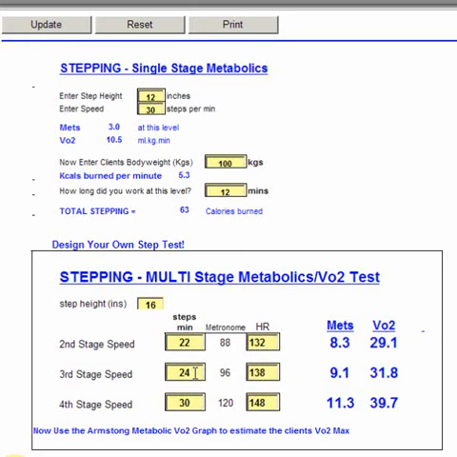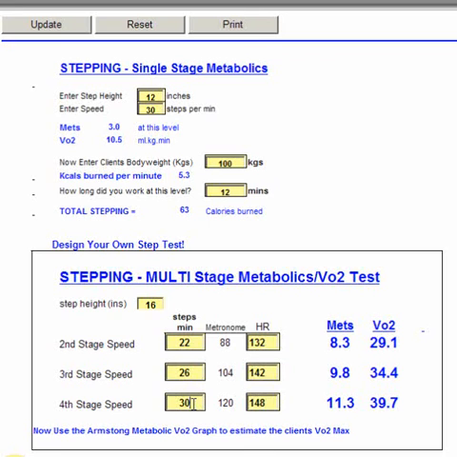Now what we did then was we increased the speed from 22 steps per minute to 26 steps per minute, and you can see that that then changes the intensity values in METs and also the VO2. And after 2 minutes of step-in, we measured the person's steady state heart rate or average heart rate, and we found that it had gone up, and it was now working at about 142 beats per minute.